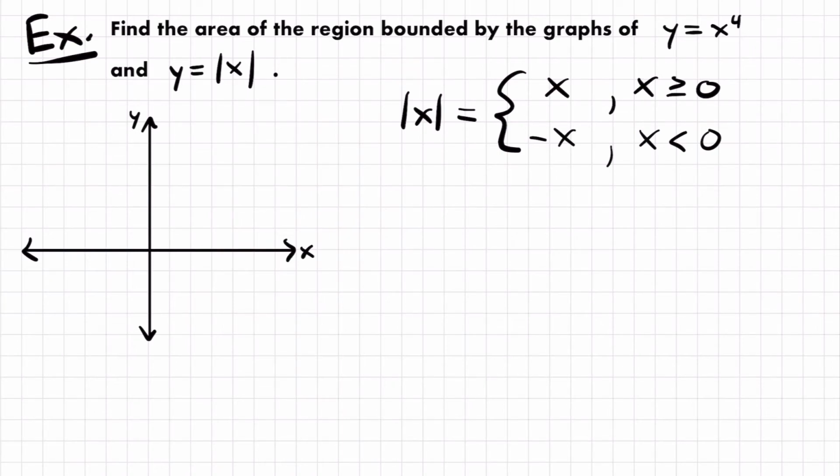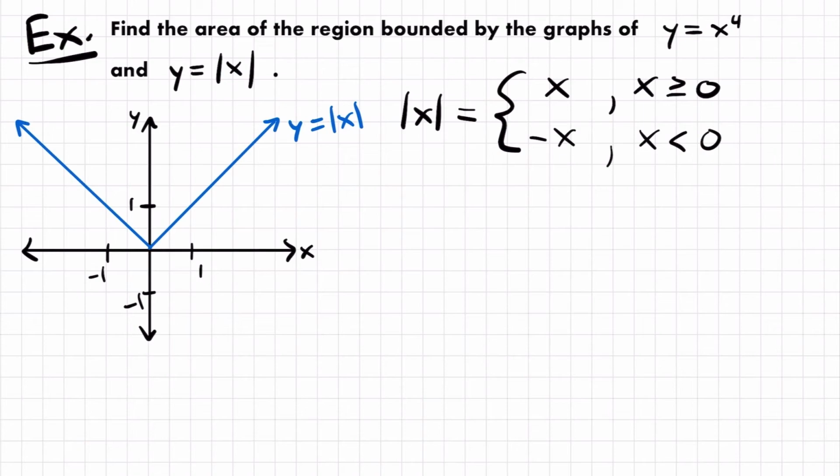And so what that will look like is that on the positive side, we will have this line, and on the negative side, we will have that line. All right? And so this right here is the function y equals the absolute value of x. Okay, and so before we graph the next function, let me just label some values along each of our axes. Let's say that this is y equals 1, this is x equals 1, this is x equals -1, and this is y equals -1. Okay, and so now let's graph y equals x to the 4th power.